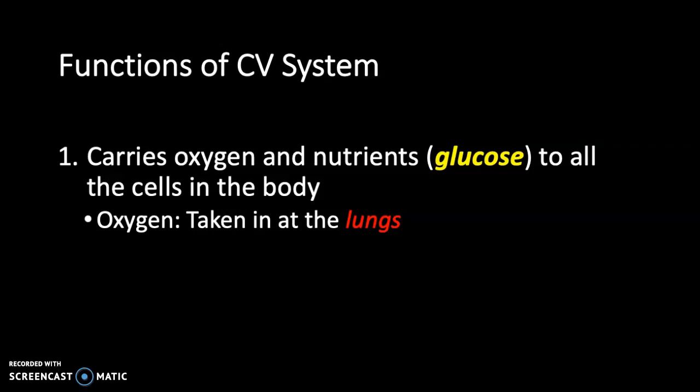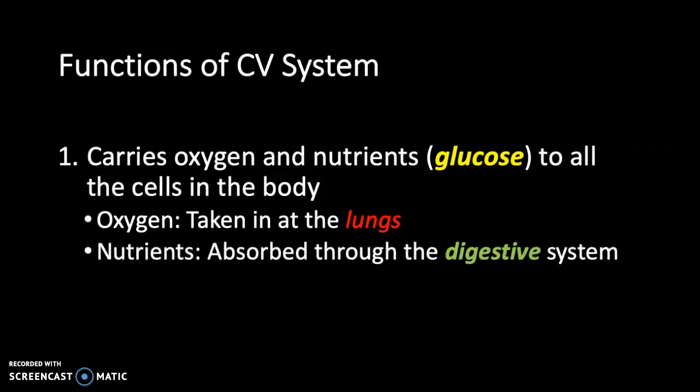Since you were probably in second or third grade, you were told that animals take in oxygen, and that's what we do when we're breathing. And then the nutrients, the glucose, is a product of the cellular respiration that takes place in our mitochondria, which is the powerhouse of the cell. And then the nutrients, the glucose, is absorbed through your digestive system, which we'll get to later after we finish the cardiovascular system. Hopefully we'll be live for that in person. So that's one function of the cardiovascular system.